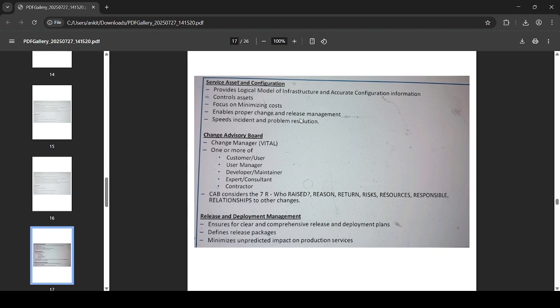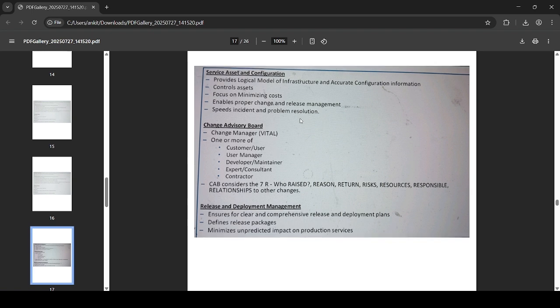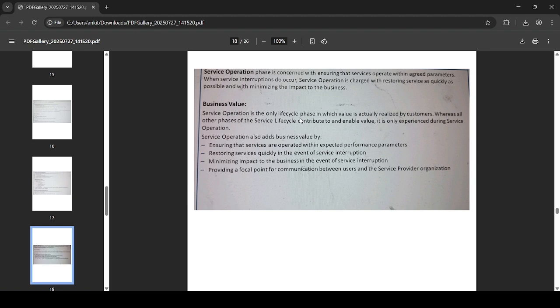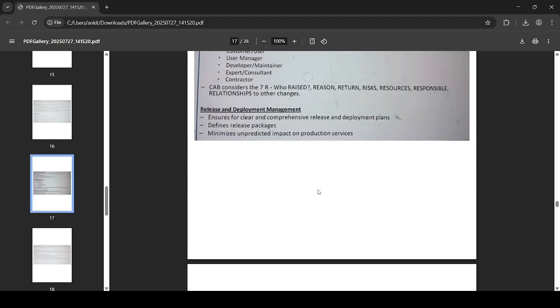Next is release and deployment management. We also have to take care of it in service transition. In release and deployment management, we have to ensure a clear and comprehensive release and deployment plan, and define the release packages. So we have to plan when we are going to release the changes, when we are going to deploy the changes on production, and it minimizes the unpredicted impact on production services, right? Service transition.